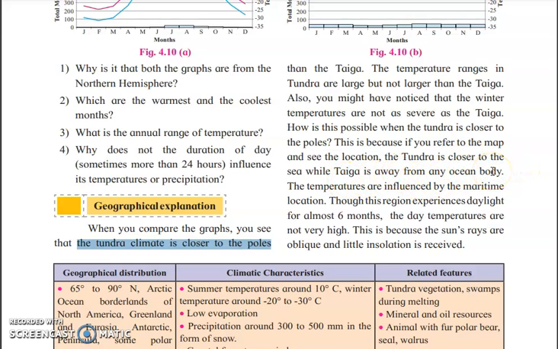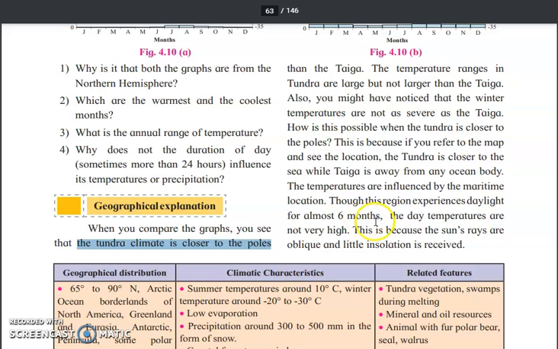Okay, it is not close to the ocean body. So because of this, the temperatures are influenced by maritime location. Though this region experiences daylight for almost 6 months, the day temperatures are not even very high, and this is because the sun rays are oblique and little insolation is received.